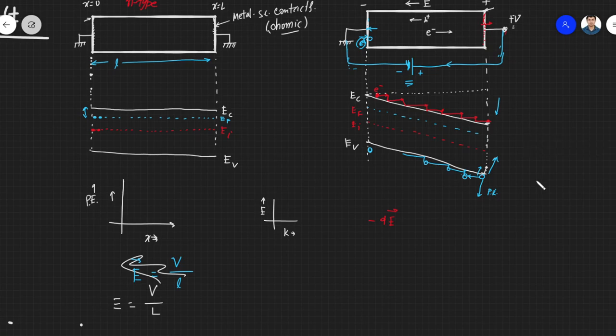Okay, this button got pressed here. Okay, now it should be fine. Yeah. So E equals V by small l.